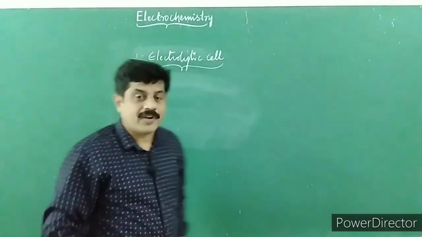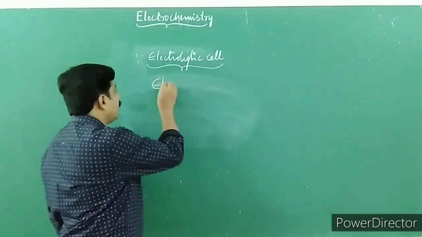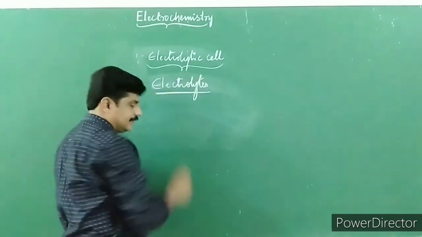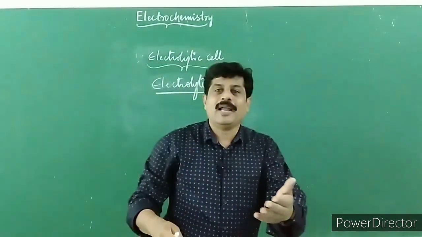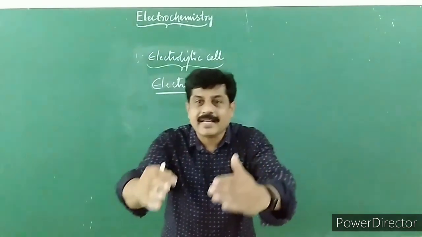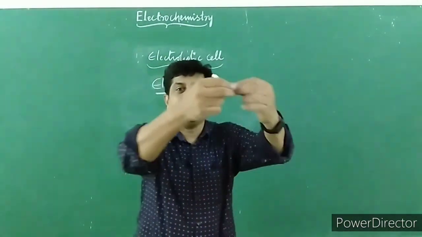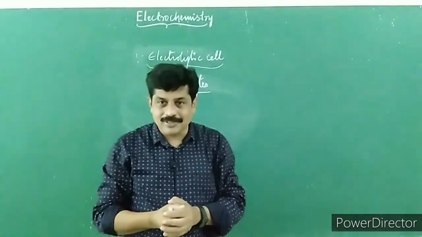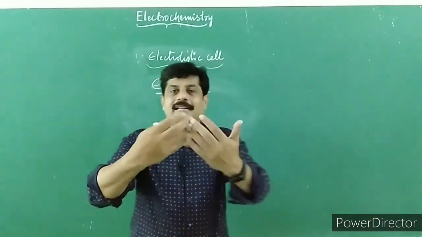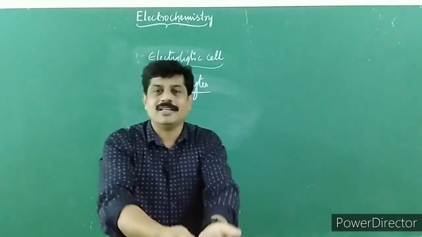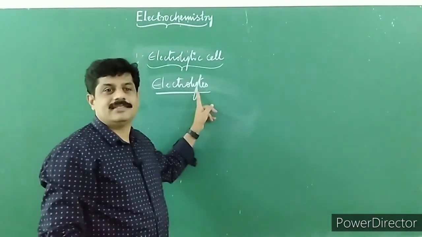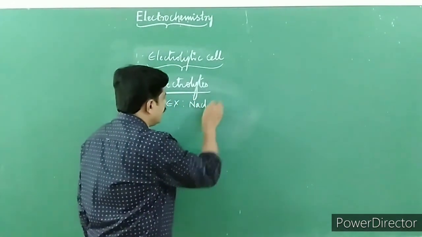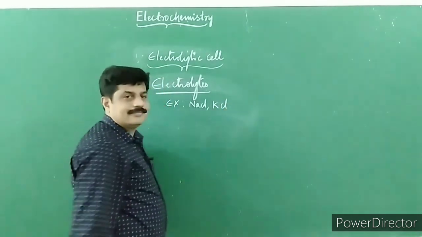Let me introduce a term for you, that is electrolytes. What is that? Electrolytes. Children, electrolytes are the substances which conduct electricity when dissolved in any polar solvent like water. In other words, the substances which conduct electricity when dissolved in water are called electrolytes. For example, children, I can quote sodium chloride, potassium chloride, etc.